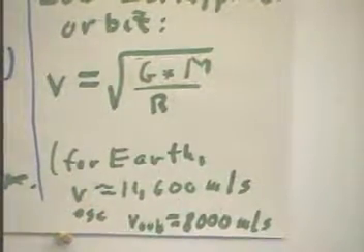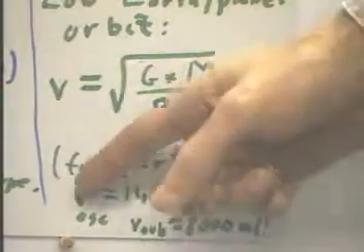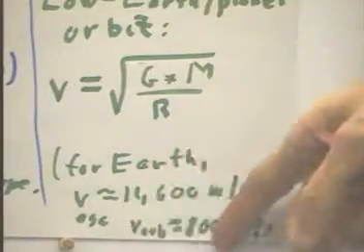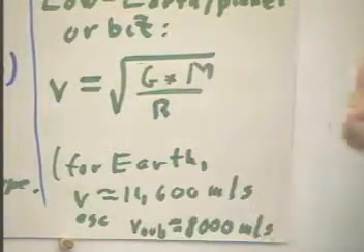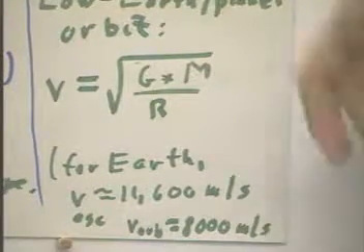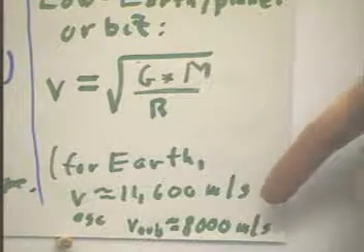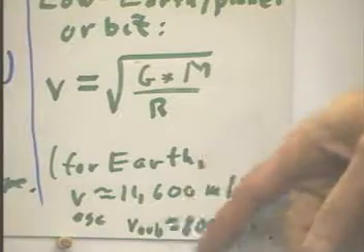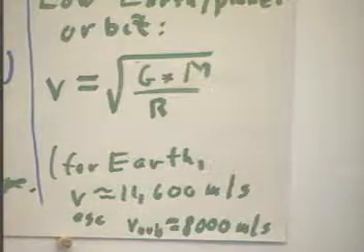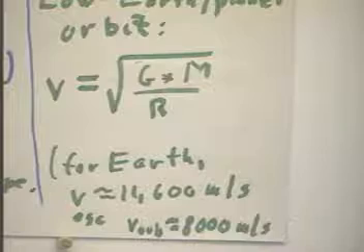For Earth, the velocity of escape, v escape, is approximately 11,800 meters per second. The orbital velocity, low Earth orbital velocity, is approximately 8,000 meters per second. And we can see that we just blasted John Glenn into space and brought him back. We had to get him up to 8,000 meters per second. Had we wanted to get rid of him, which we didn't want to do, of course, we could have just given him a velocity of 11,600 meters per second, and he'd have never come back.